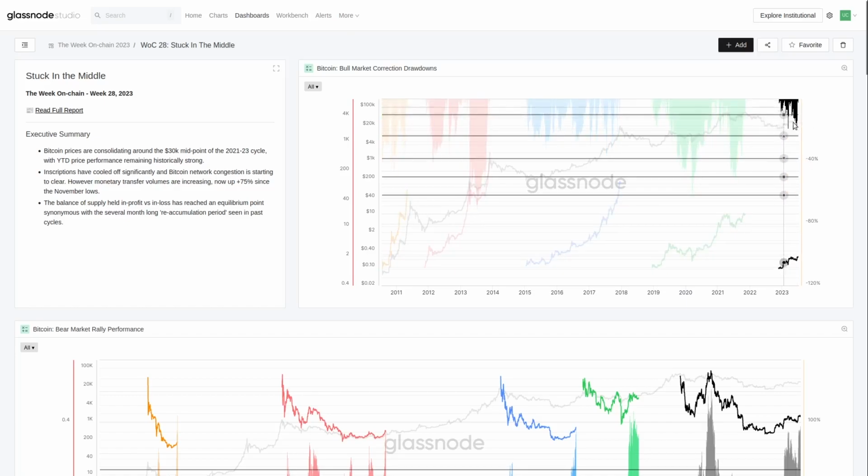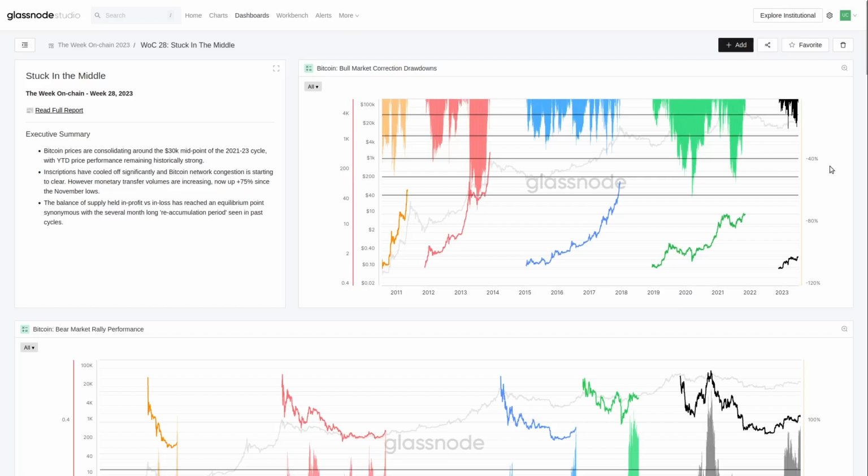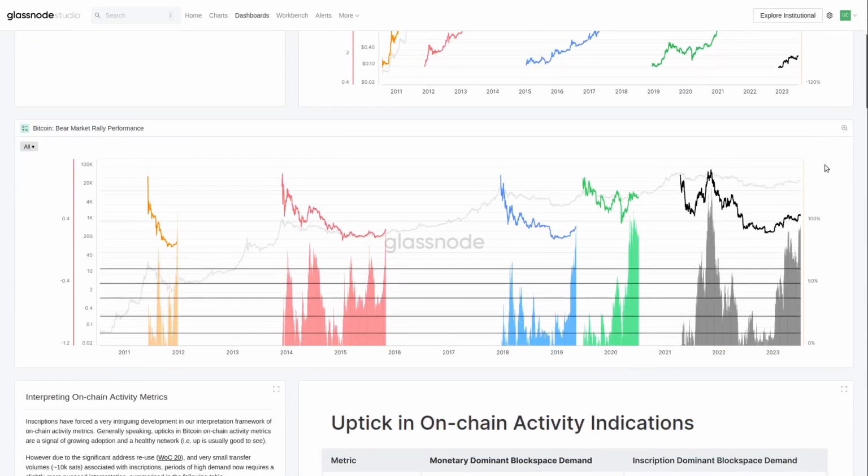So far, the pullbacks in this uptrend have been historically small, which in many ways shows quite strong performance, right? If we're just looking at it on a relative basis, Bitcoin simply hasn't pulled back as angrily and as deep as it has in previous cycles. So that's just a piece of information that we're going to take with us.